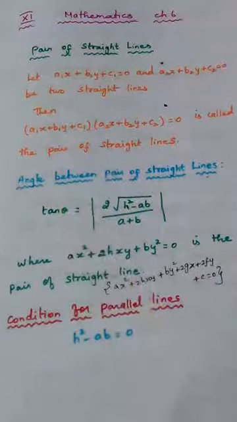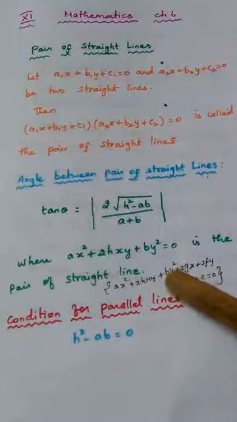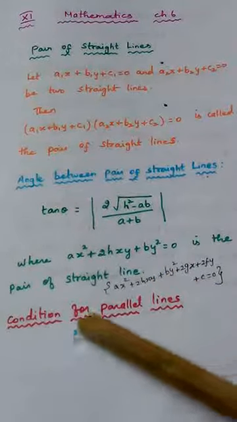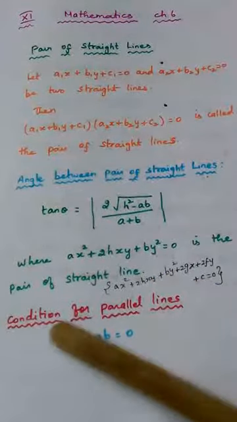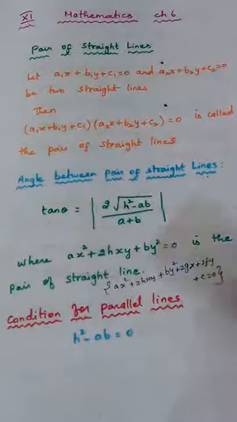Hope you will understand. Next, condition for parallel lines. Suppose if this is the equation, and if the two lines present in it are parallel, then that can be checked or verified with this condition. If h square minus ab equal to 0, that is this value, then the lines are said to be parallel.